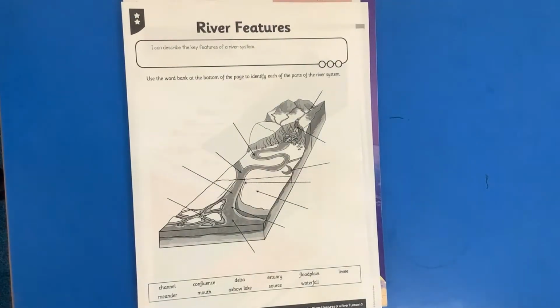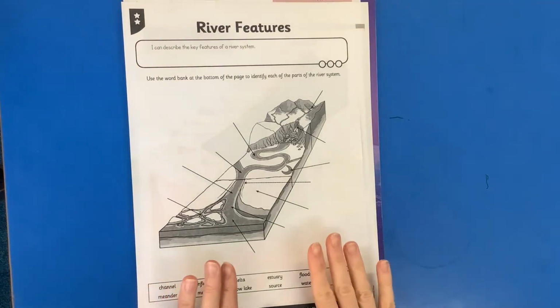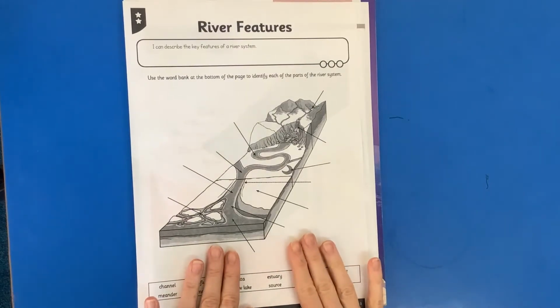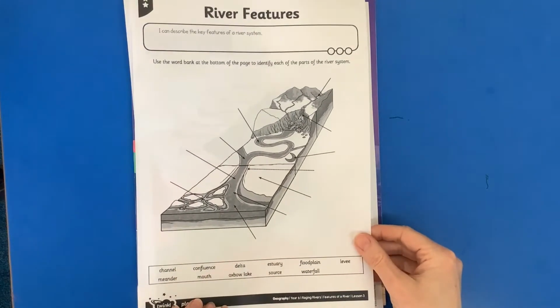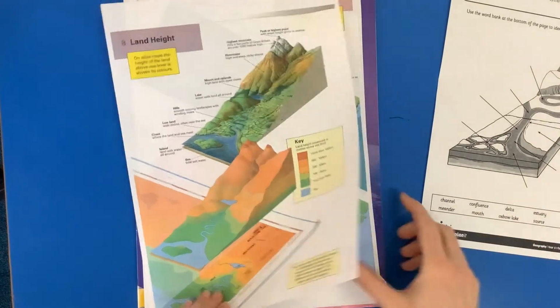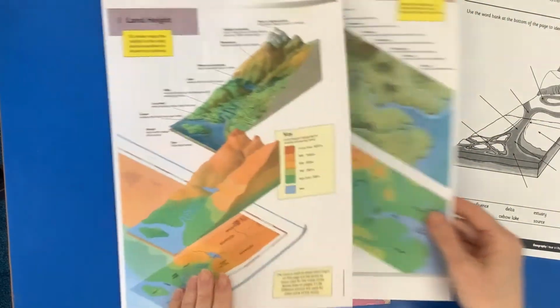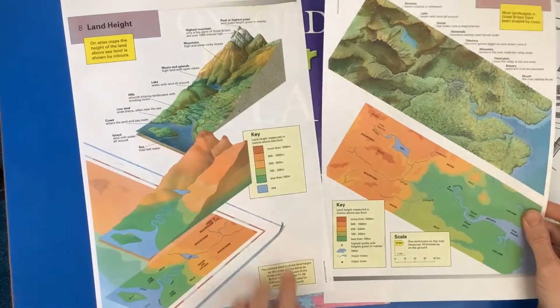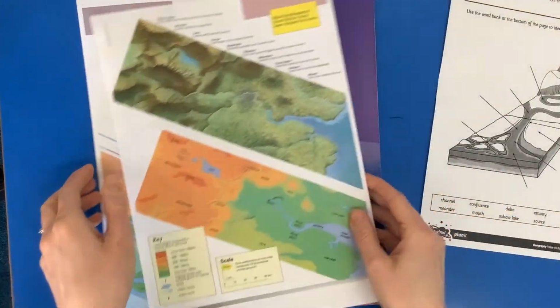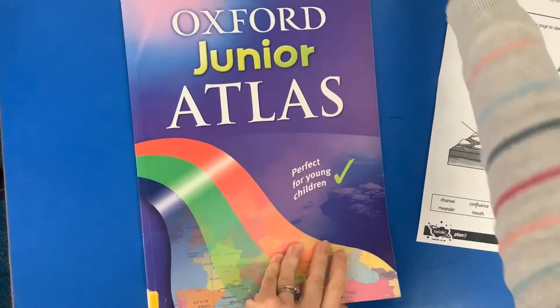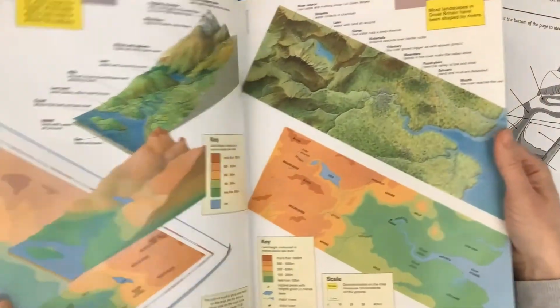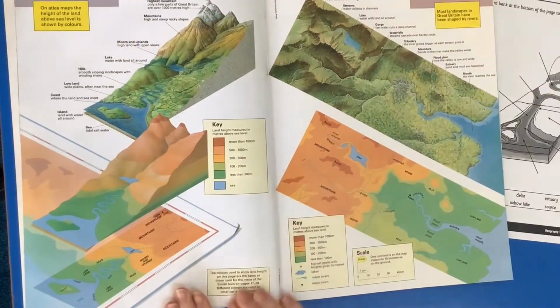Okay, so from your brand new packs that you should have picked up at the end of last week, you need 3 sheets. You need this sheet, which was in your big pack of paper, which is river features. And you should have 2, let me get rid of that one so it doesn't confuse us. You should have 2 here about land height and rivers. Now these come from this atlas. So again, we have got lots of information.